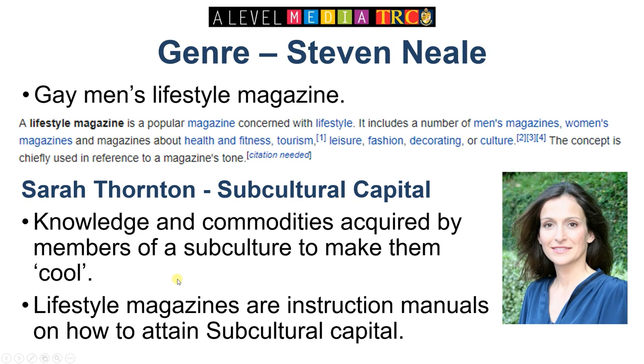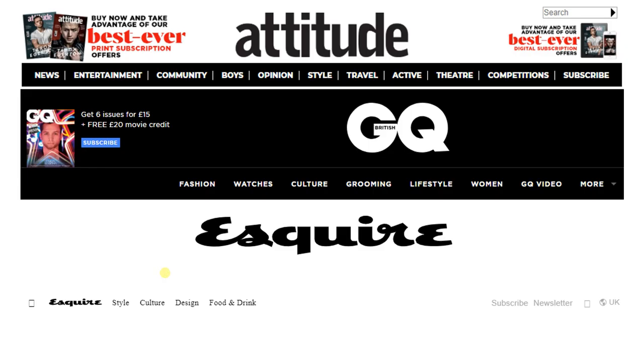So in this case, the gay male lifestyle is a subculture within the wider parent culture. So that's what you're reading Attitude magazine for. You're reading Attitude to learn how to be a gay man. Essentially, that's what it's for. Having said that, though, like I've said, it's not radically different to any other men's magazine.